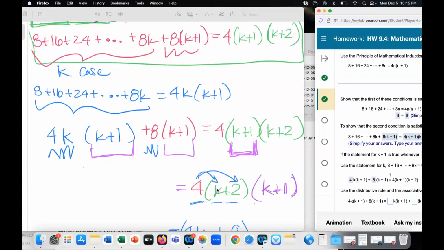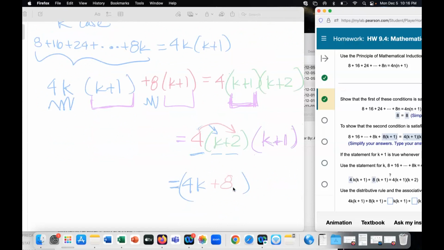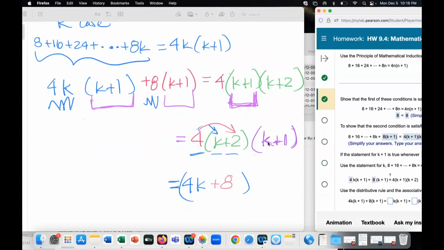See? I started to do it in blue and I erased it. And I'm leaving the k plus 1 at the back in purple for now. Oh my, I was trying to. That didn't quite work out. Okay. So we're going to have our 4k plus 8 when we distribute, and I'm going to leave k plus 1.